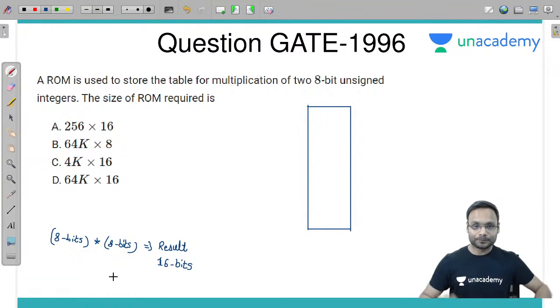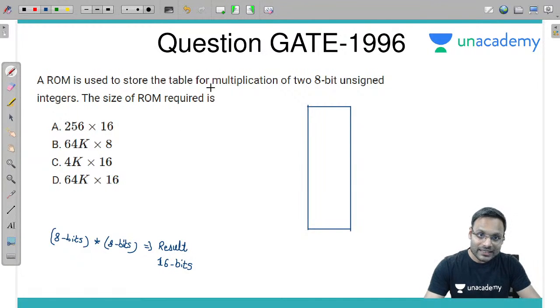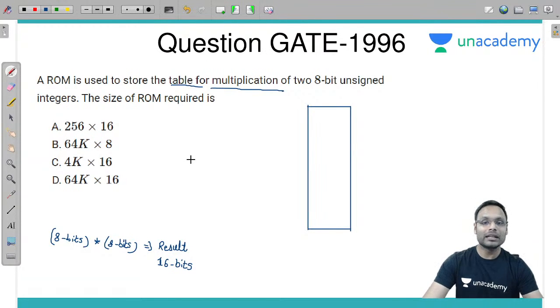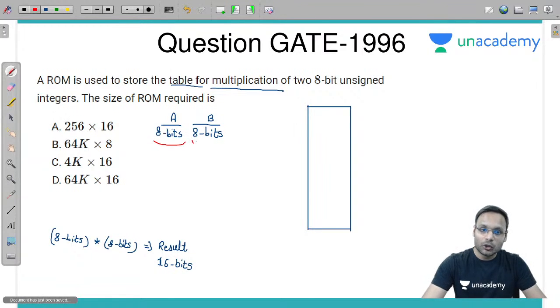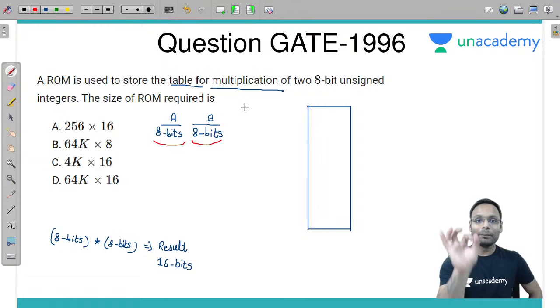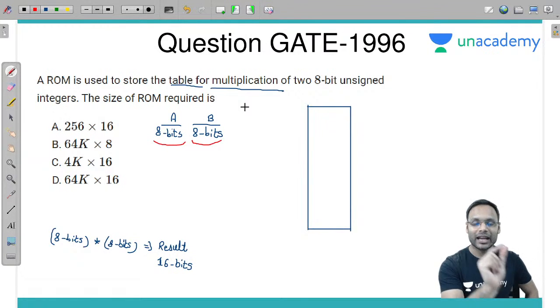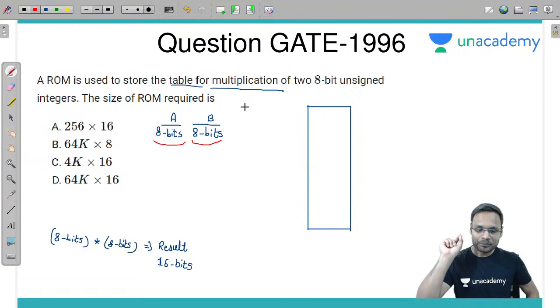Now let's go for the next one. I am talking about this. The question says you need to store the table for multiplication. Now what does table for multiplication mean? You should take two values, let's say A and B. One value is 8 bits, another value is 8 bits. You need to store the result for every combination of 8 bits into every combination of 8 bits. That is the multiplication table. You need to store all combinations of 8 bits multiplied by all combinations of 8 bits.